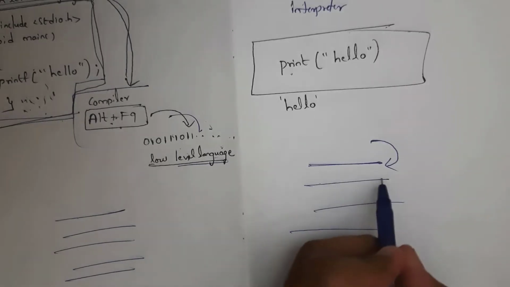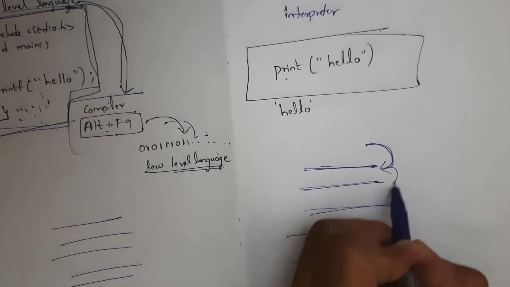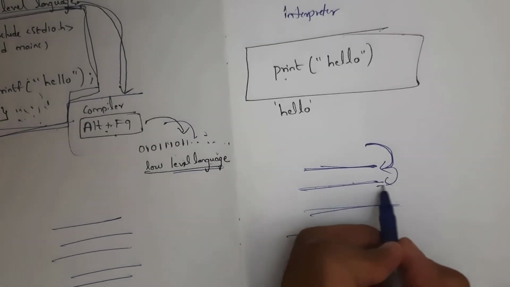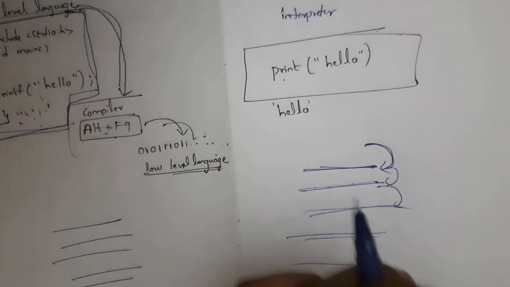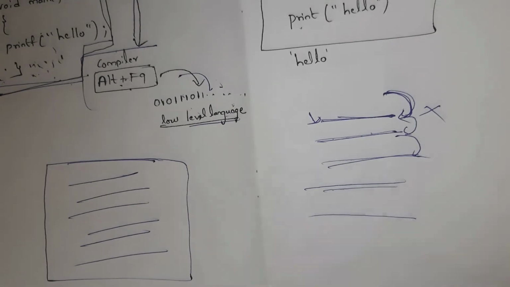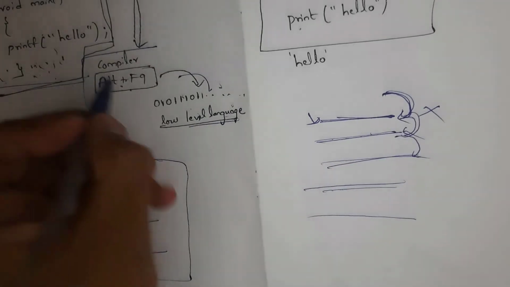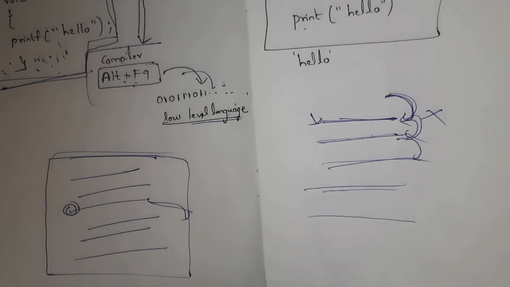For example, I wrote 5 lines of code in Python. Only after executing the first line, it will go to the second line, and after executing the second line it will go to the third line. In an interpreter, execution takes place line by line. For example, if any error is generated in the first line, then it will stop execution. It cannot go to the second line. In a compiler, if you click on Alt F9, if for example there is any error in the third line, then the compiler will display that error.